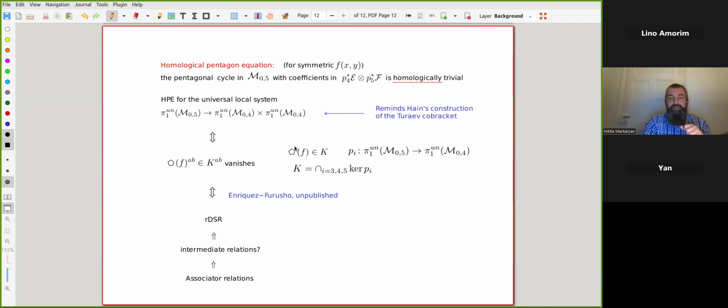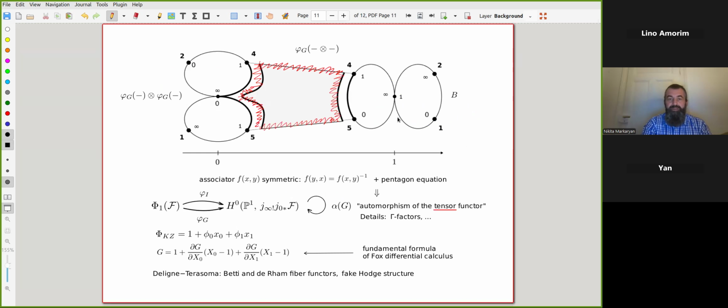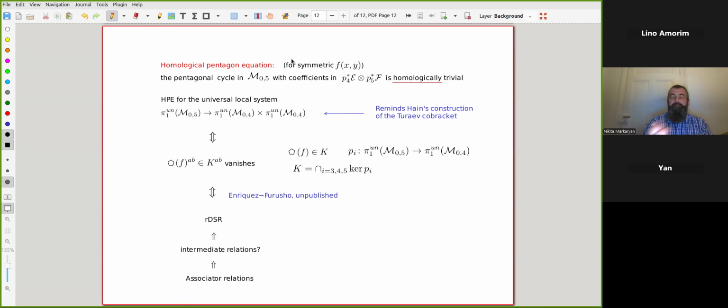Yeah, and I mentioned here that this construction reminds me of the Turaev cobracket construction, and it was my first motivation for thinking about this. If you look at the Kawazumi-Kuno construction of the Turaev cobracket, it reminds you a lot of this picture, and I think it's possible to find a direct connection between the Turaev cobracket and the cobracket from the Inter-universal approach. Okay, that's it.